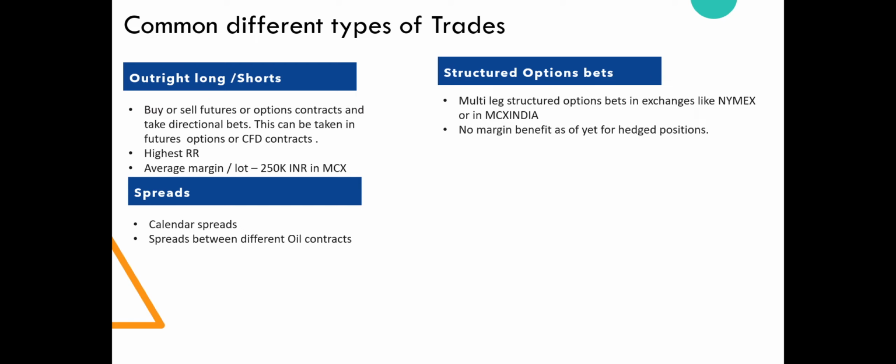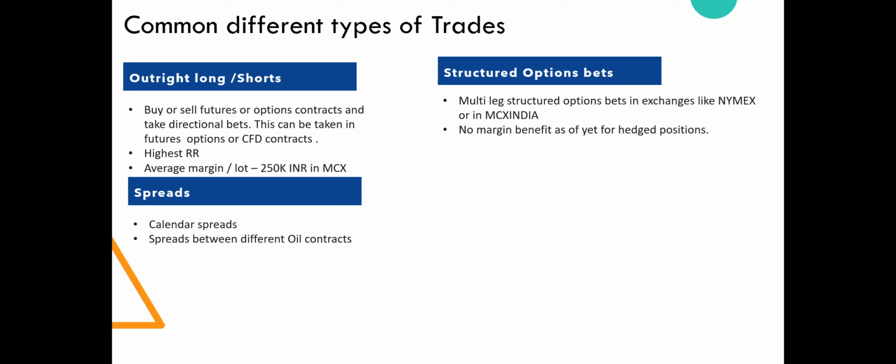Then there's a very common global trade, which is trading different spreads between oil contracts. You can do a spread between UK oil and US oil, but for Indian traders, this is not accessible at this point. You will not be able to trade this.